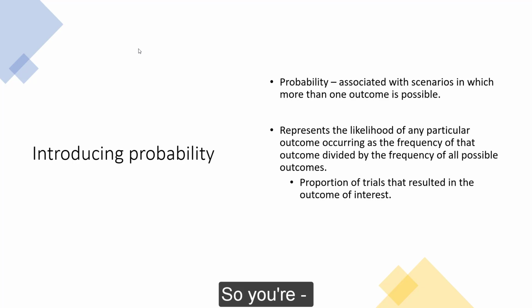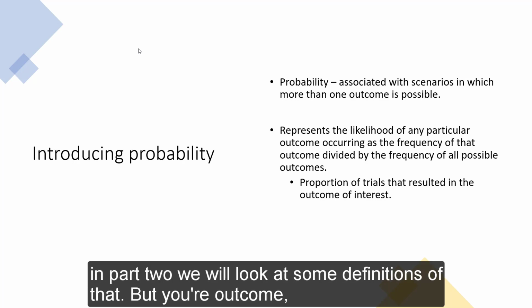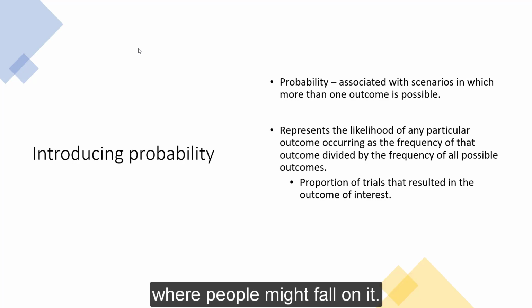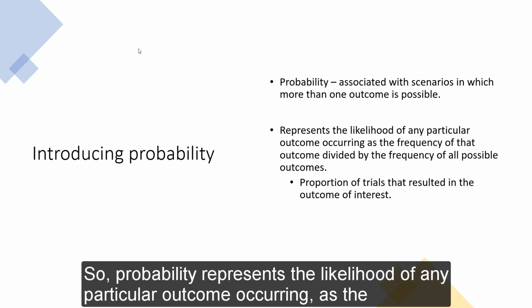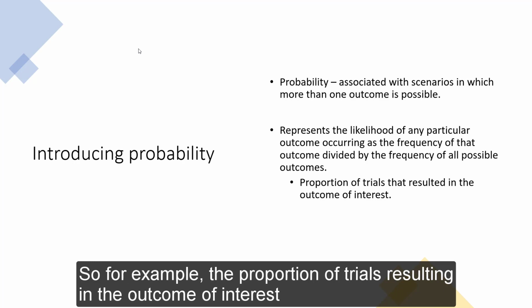What I mean by outcome is the thing that we're measuring, and in part 2 we'll look at some definitions about that. But your outcome has some variability, and we're trying to look at that variability in predicting where people might fall on it. So probability represents the likelihood of any particular outcome occurring as the frequency of that outcome divided by the frequency of all possible outcomes. So, for example, the proportion of trials that resulted in the outcome of interest.